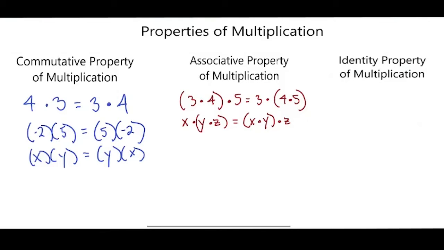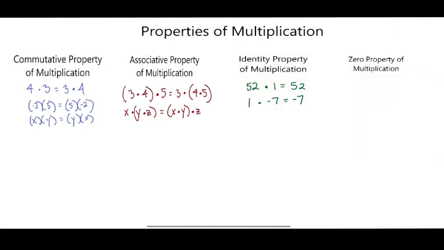Next, we're going to talk about the identity property of multiplication, and that says that the product of any number and 1 is that number. So you can multiply any number, like 52 times 1, and the answer is 52. Or 1 times negative 7 is negative 7. And this is the identity property of multiplication.